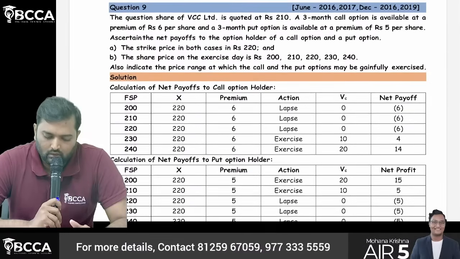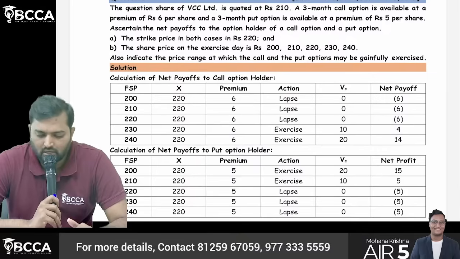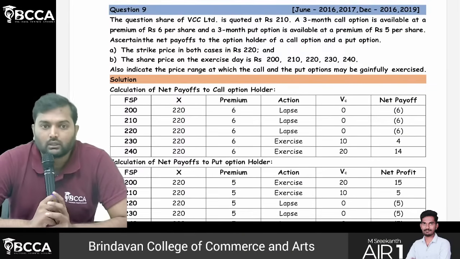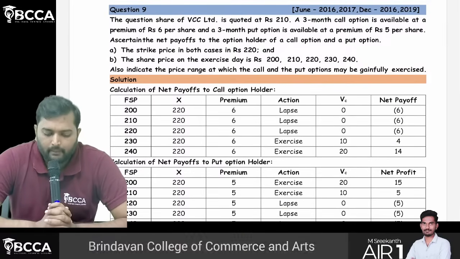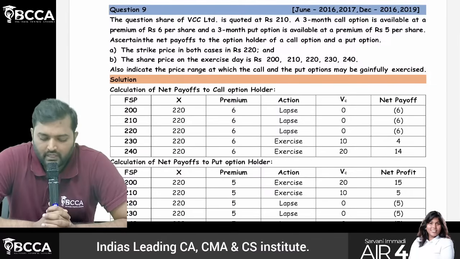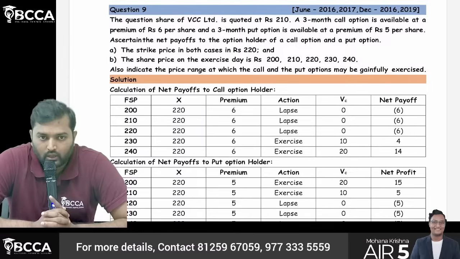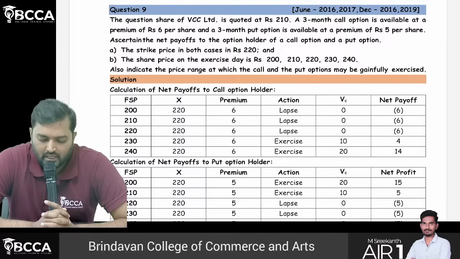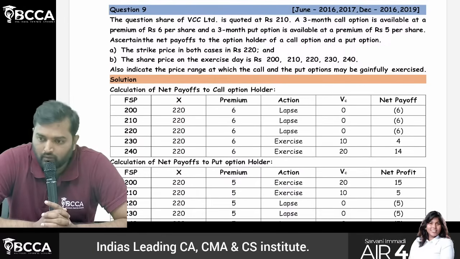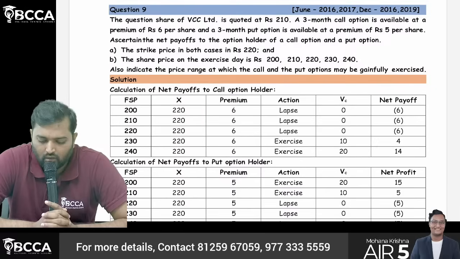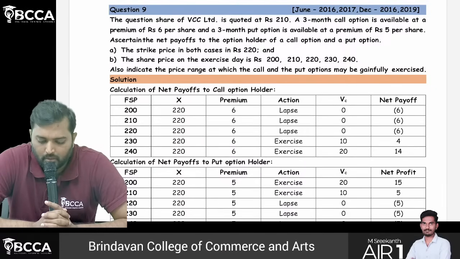And also let us see the 9th question to understand the concept of put option as well. 9th question. The share of a VCC Limited is quoted at 210. So what is the spot price as of today? 210. A 3-month call option is available at a premium of rupees 6 per share, and 3-month put option is available at a premium of rupees 5 per share. Ascertain the net payoff to the option holder of a call option and put option.